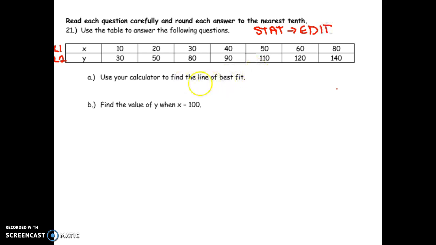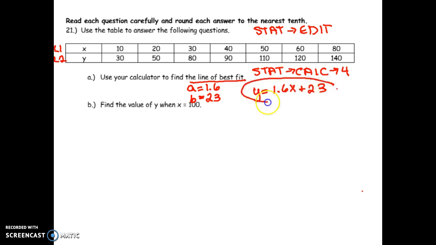Okay, to find the line of best fit, you're actually going to hit stat and then calculate, and then number 4, which is LinReg, and you're going to get your A value equal to 1.6, and your B value equal to 23. You're going to take those two values and put them into slope-intercept form: y is equal to 1.6x plus 23. So that's your line of best fit.